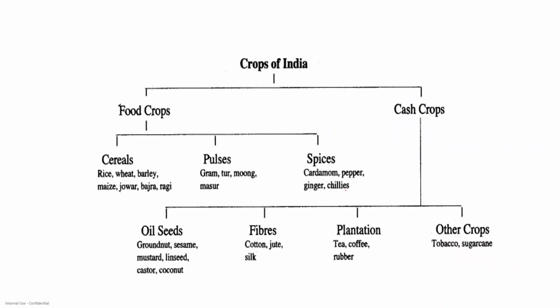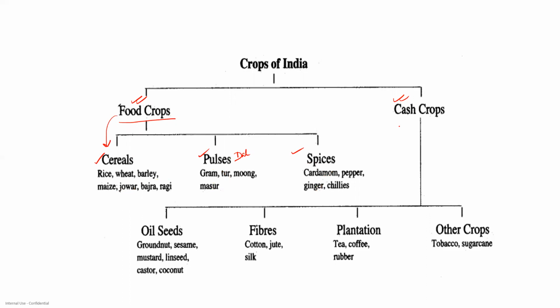Now, before we start, let's just take a look into crops of India. In India, we generally divide crops into two categories. One is food crop, the other is cash crops. Food crops are meant for direct consumption. You can see cereals, pulses, spices. Cereals like rice, wheat, jowar, bajra, barley, pulses like gram, tur, masoor, that means dal, right? Spices, these are some of the very common spices available: cardamom, pepper, ginger, chilies. These are meant for direct consumption, right?